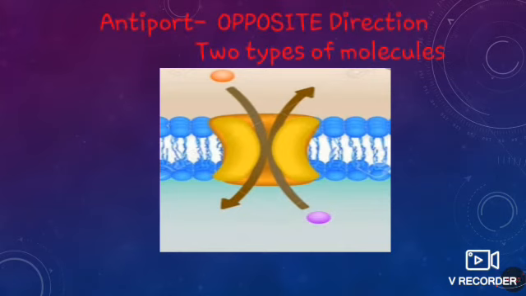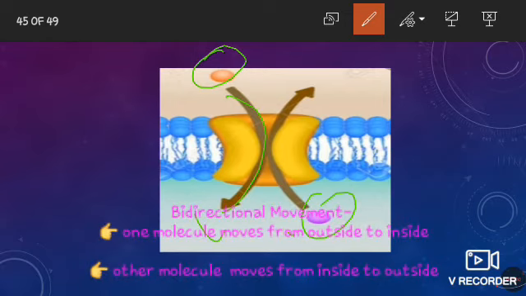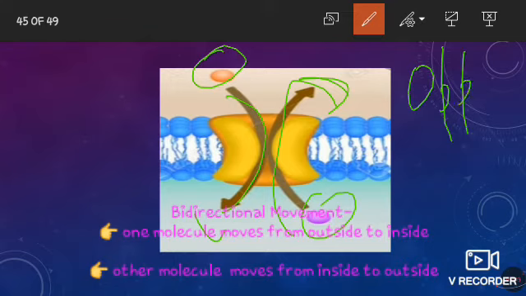As you can see, there is movement of two types of molecules but in the opposite direction. So anti means opposite, that means transfer of two molecules in the opposite direction.